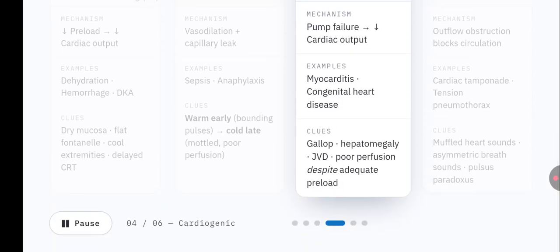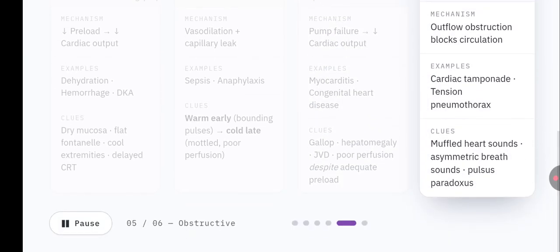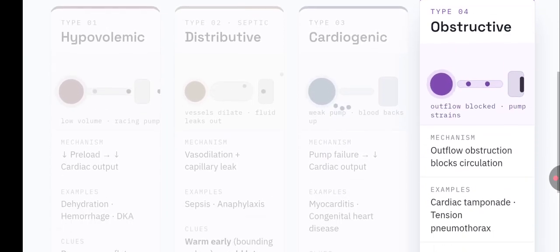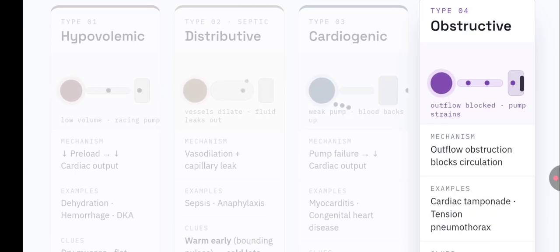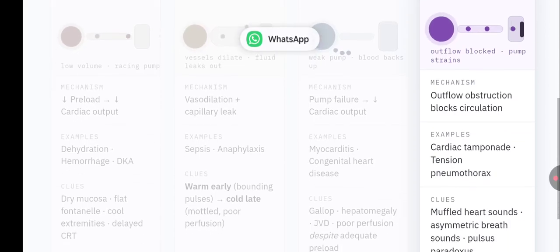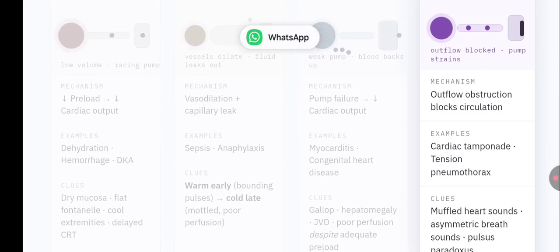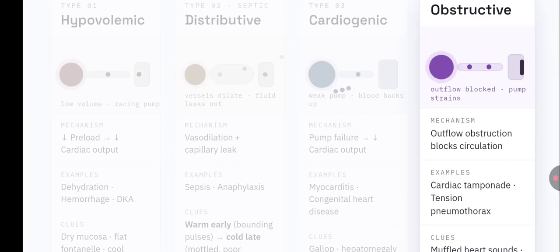The last type of shock is obstructive shock. In obstructive shock, the problem is not in the preload or afterload or blood vessels or the pump machine. The problem is that I have a blockage in the blood circulation. This blockage can happen in the lung in a condition called pneumothorax, or in the heart in a condition called cardiac tamponade. Tension pneumothorax means some air is trapped in the lung, preventing the smooth contraction and relaxation of the alveoli.